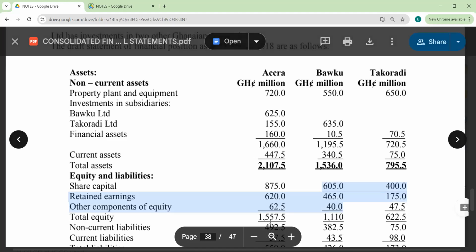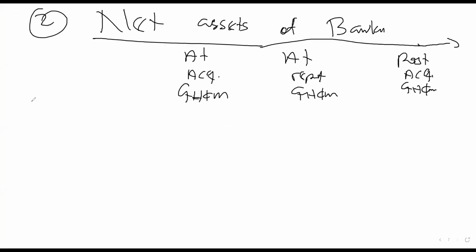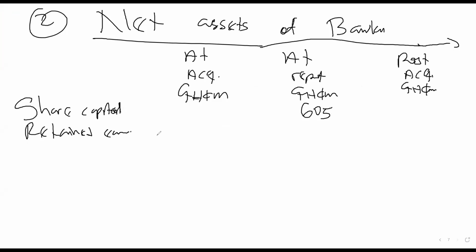First thing. So kindly assist me. Share capital of Boko. 605. Good. What next? Retained earnings. As reported, we have 465. Then other component of equity. As reported, we have 40.